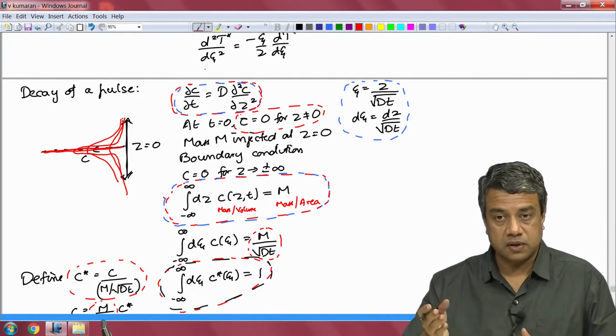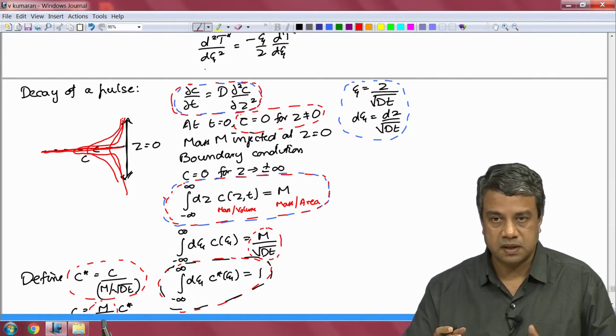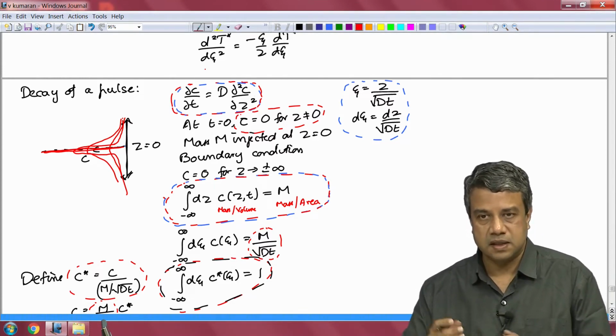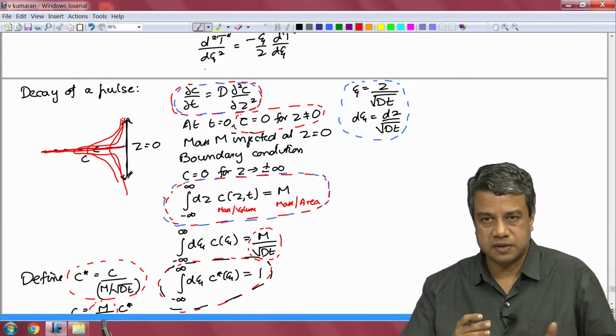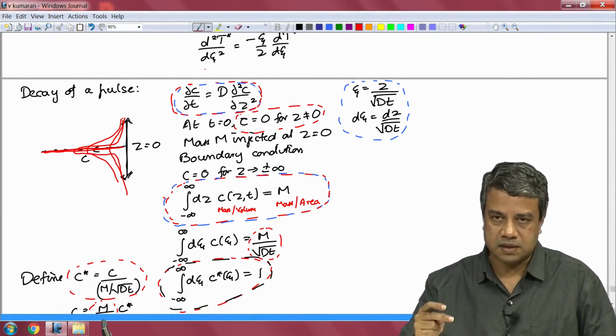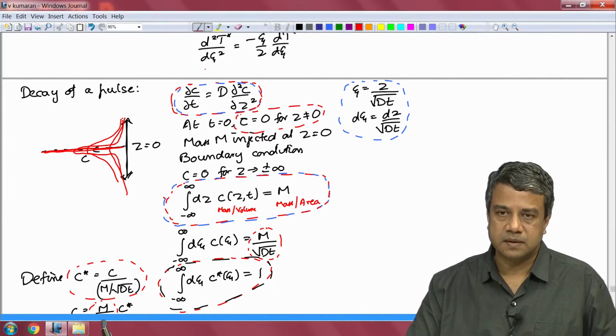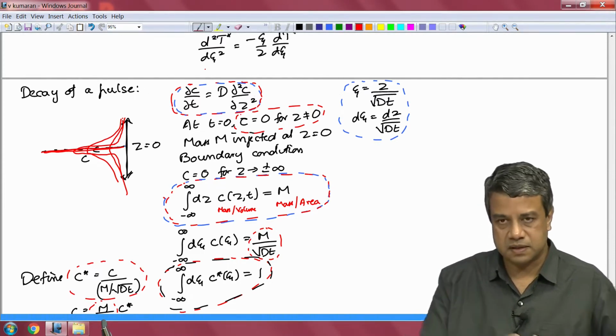And because the total area under the curve has to be a constant, the total mass has to be a constant. The maximum has to decrease as the material spreads: the maximum concentration at the center decreases, and the extent becomes larger. The extent of this is indicated by the variance or the standard deviation of this distribution.